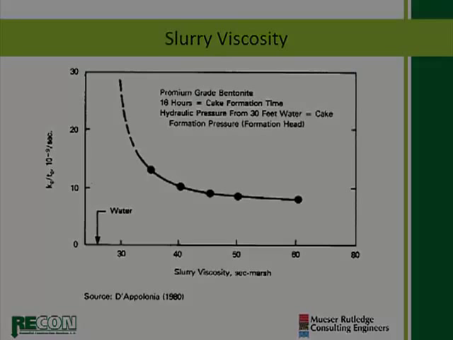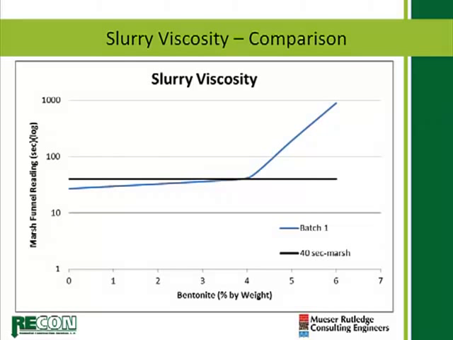This slide illustrates how bentonite batches can greatly vary and must be evaluated. The first plot shows a single batch of bentonite from Wyoming mixed at different percent bentonite and 40 Marsh seconds marked for reference. Notice the sudden change in the viscosity when it reaches 4% bentonite.